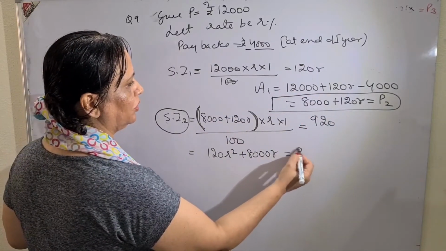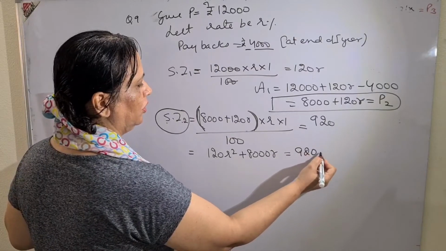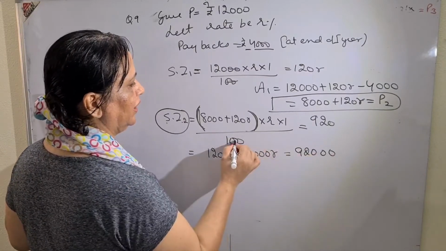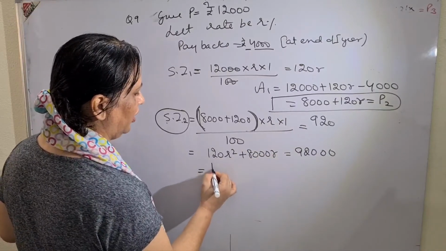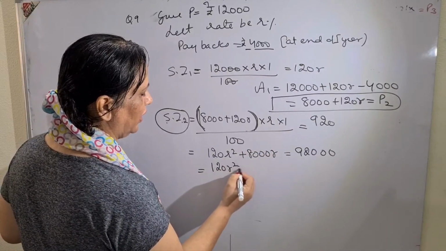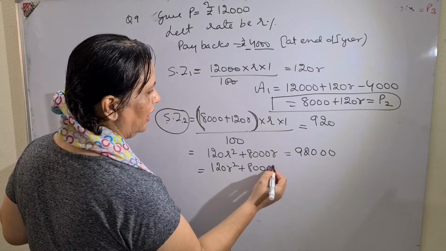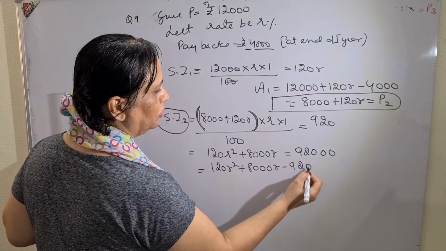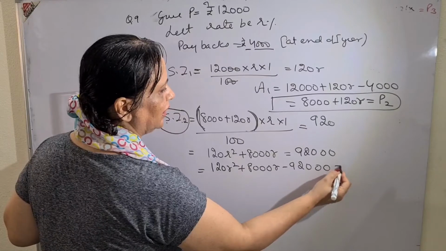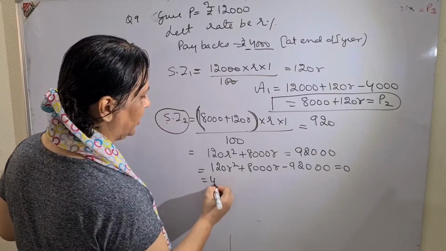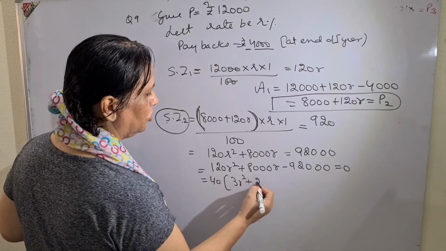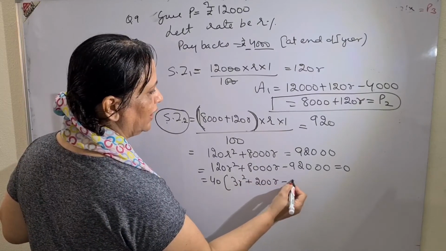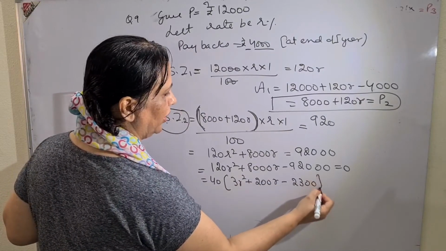R is equal to 920,000, 92 and 920 into 100, and this will become your quadratic form. 120 R square plus 8,000 R minus 192,000 is equal to 0. Take 40 common. You will be left with 3 R square plus 200 R minus 2300. You can do it.